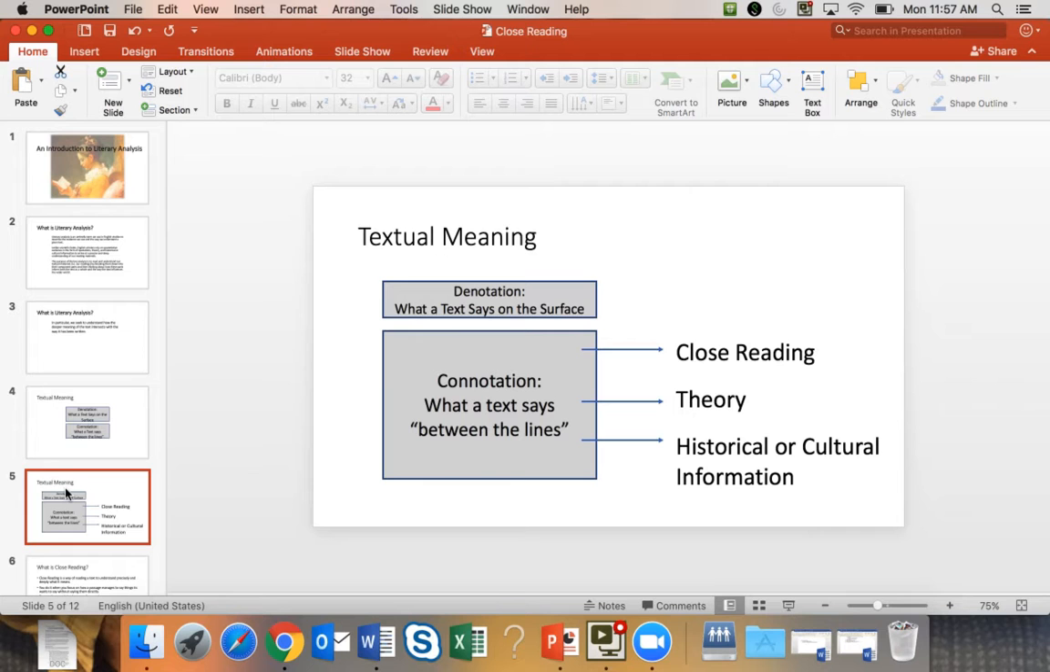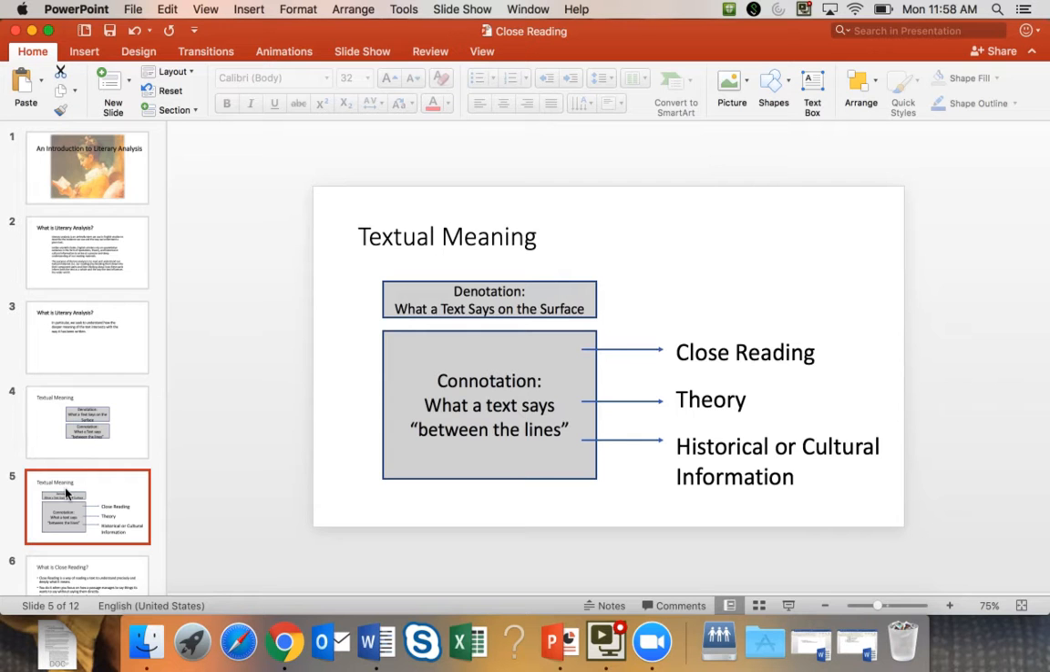Now, when we're reading, we want to obviously understand what a text means on the denotative level. But when we're analyzing, we really want to look at that connotative level. We're really interested in what that text in some ways is saying between the lines. And we can do that by examining the text in three different ways. We can do it through something called close reading.